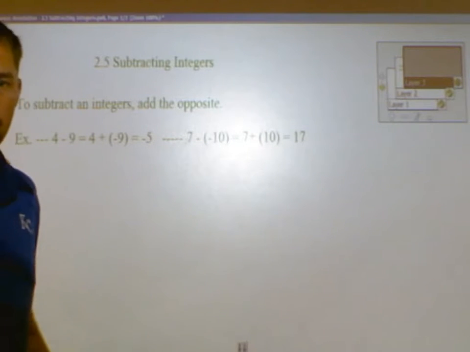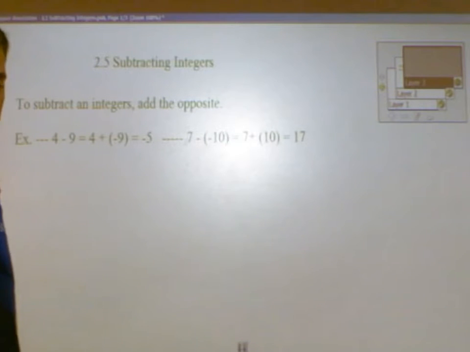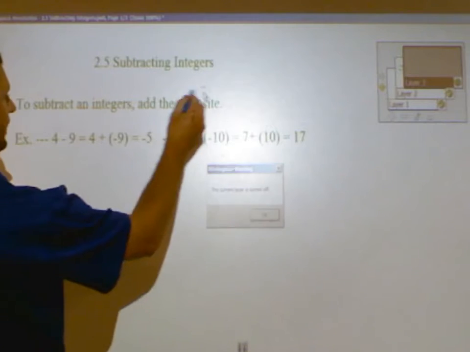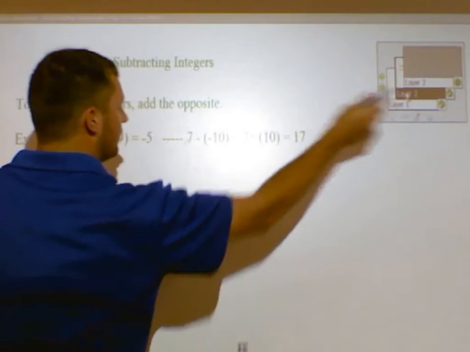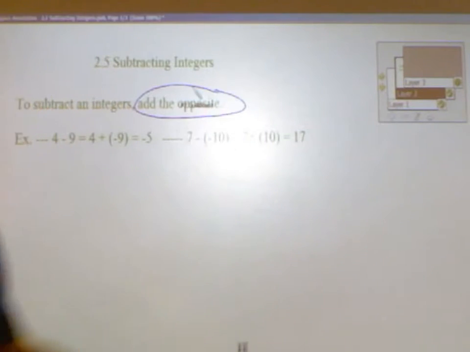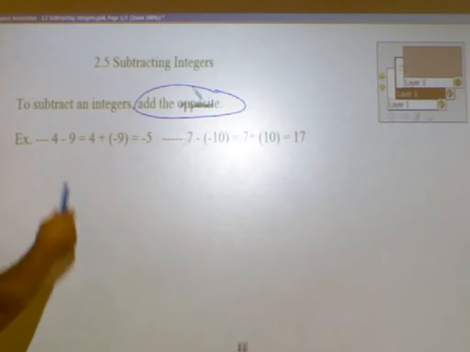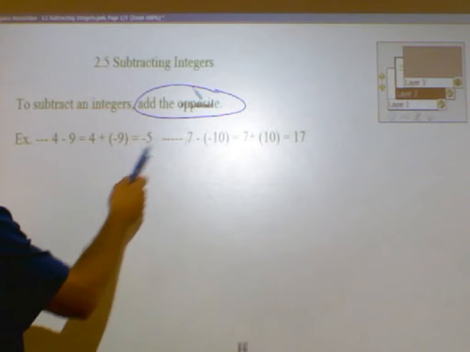Alright, follow-up lesson to adding integers is subtracting integers, and this one can be summed up pretty easily by this little line here that says add the opposite. Every time, add the opposite. Don't even have to learn how to subtract when you add the opposite. We just need to rewrite things. To subtract integers, add the opposite.